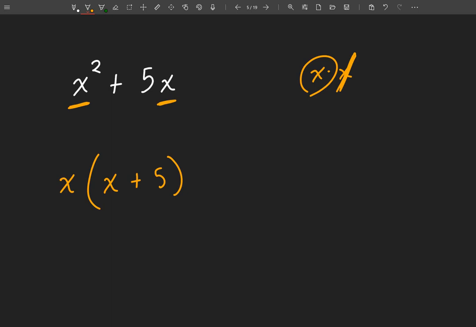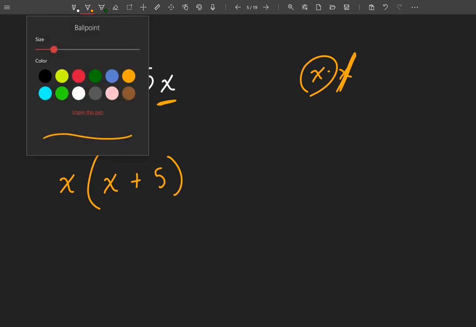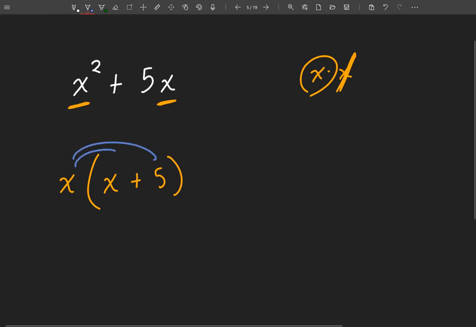Now, if you don't like that, again, I highly encourage you to, well, you know what? Let's just do it. If you were to multiply this out, this is x times x, which is x squared, and then x times 5, which is 5x. It does work when you multiply. We're just thinking about how to undo that distribution.